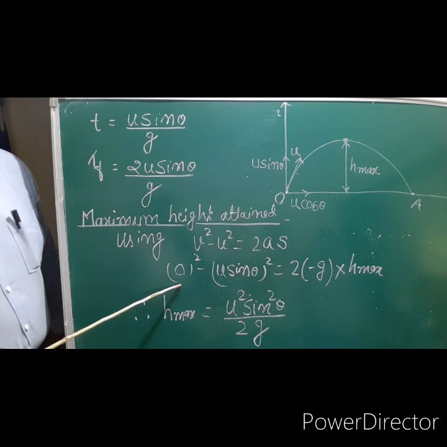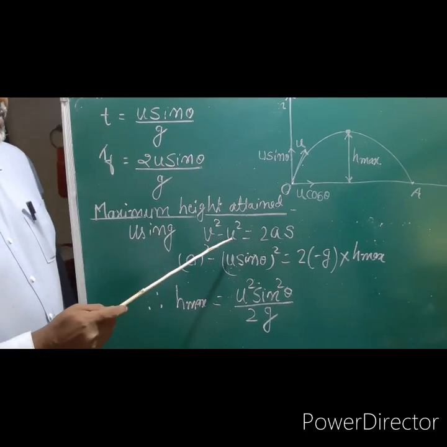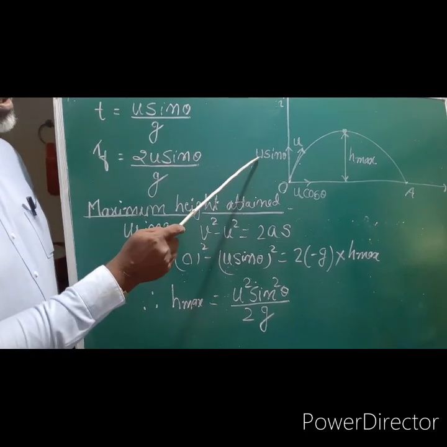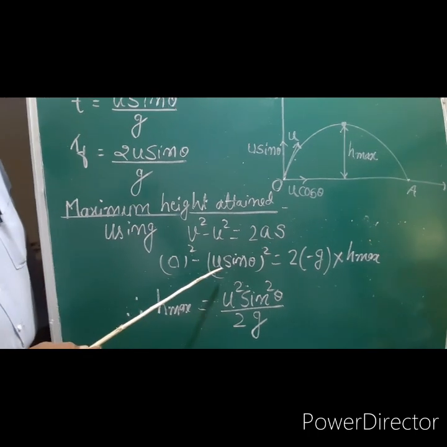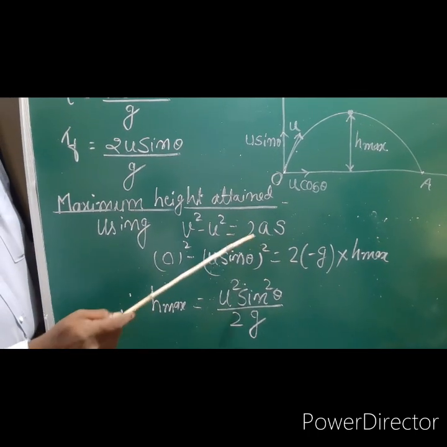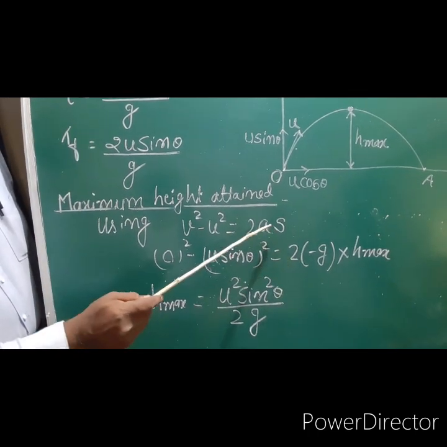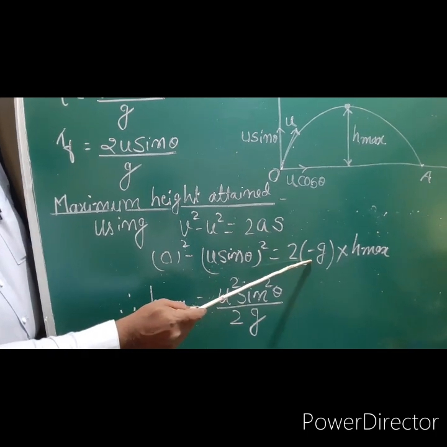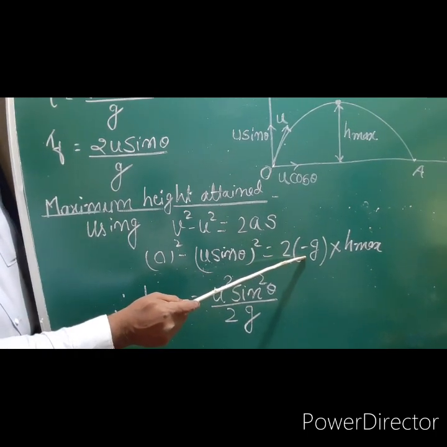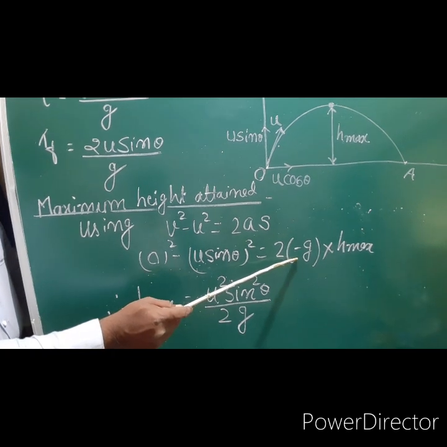So therefore, zero is equal to, u is u sine theta, so minus u sine theta square, plus 2 into acceleration due to gravity. We have taken downward acceleration as negative, so minus g.